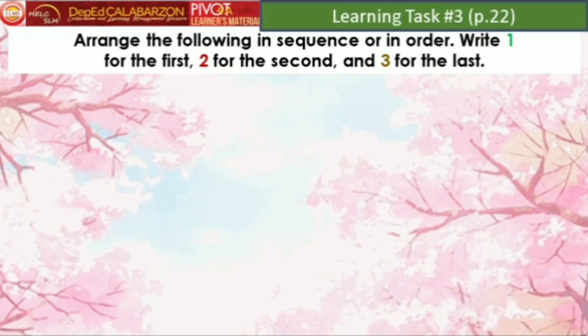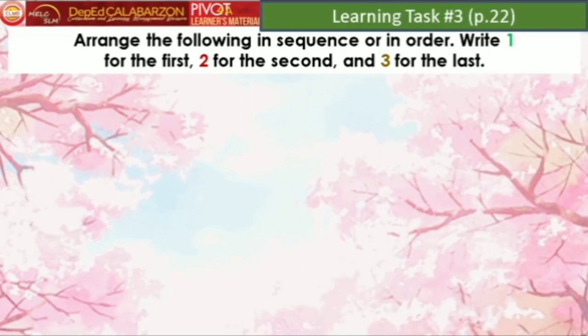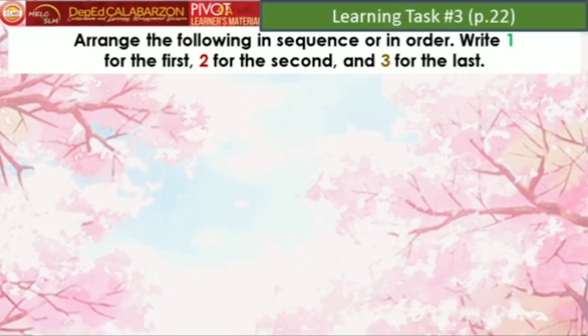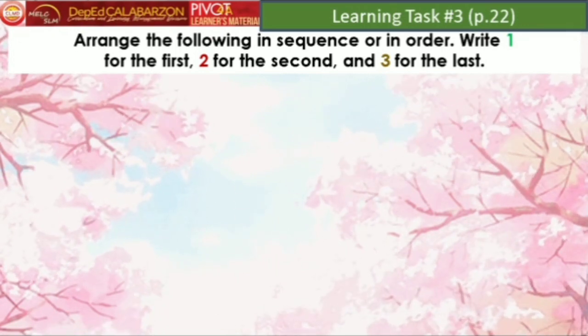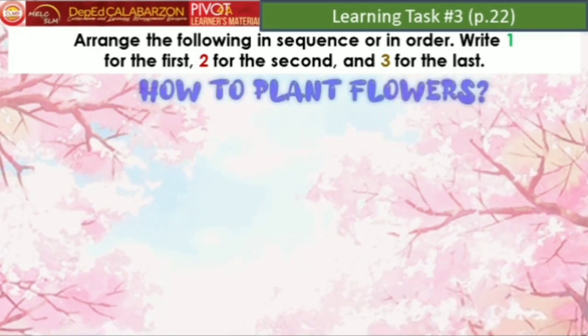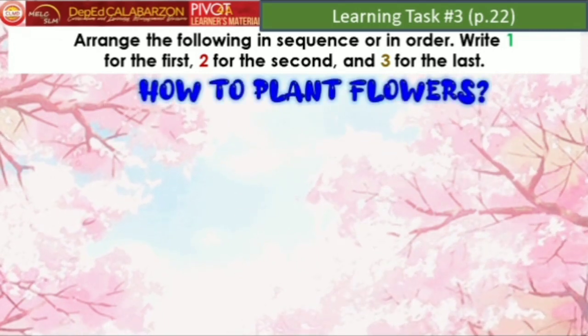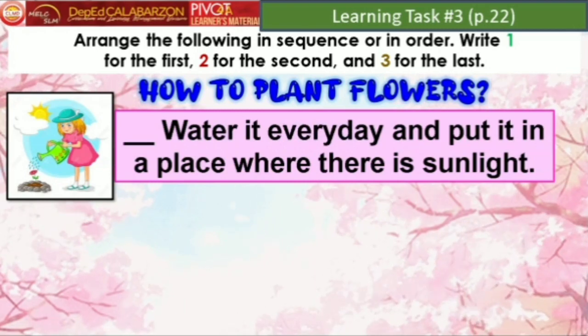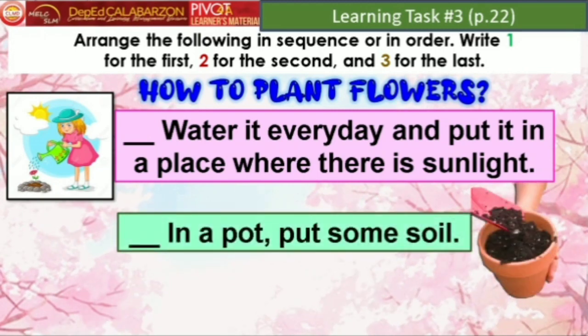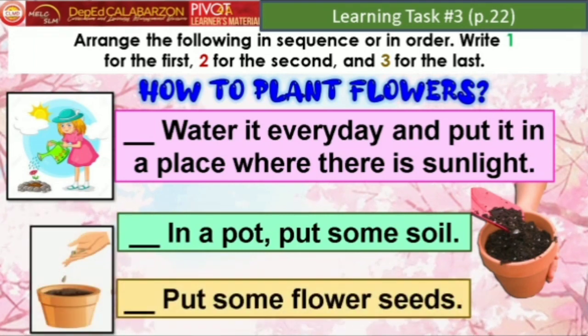And for our learning task number 3 on page 22, arrange the following in sequence or in order. Write number 1 for the first, number 2 for the second, and 3 for the last. How to plant flowers. Water it every day and put it in a place where there is sunlight. In a pot, put some soil. Put some flower seeds.